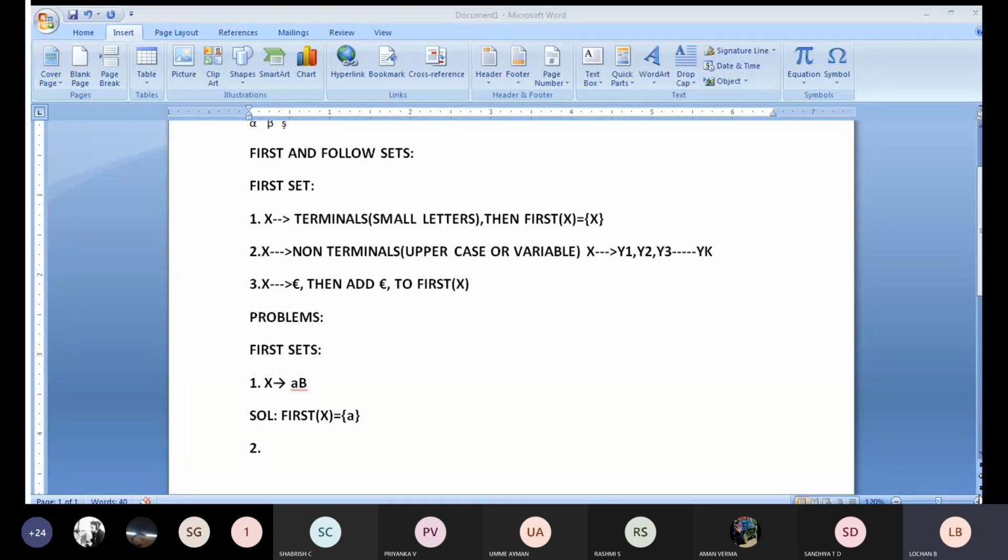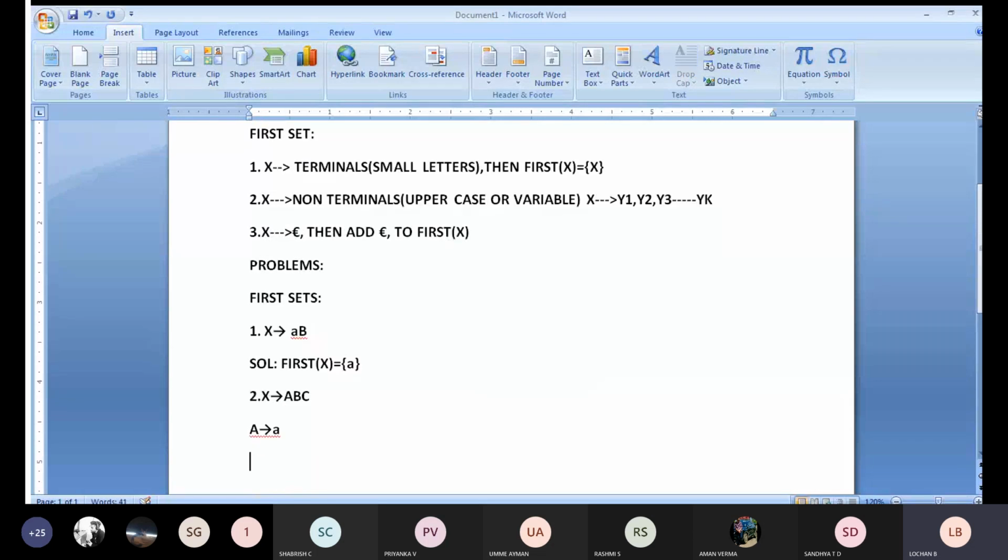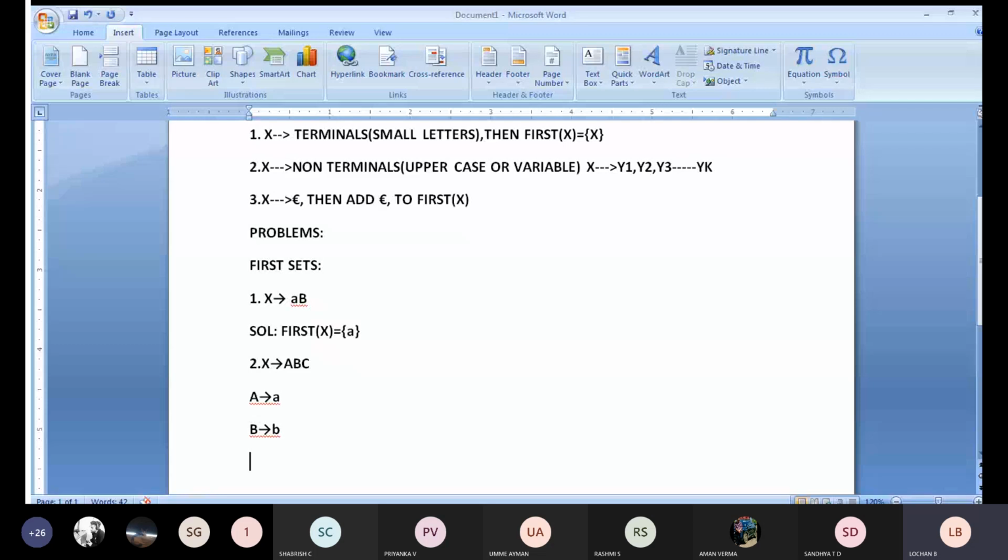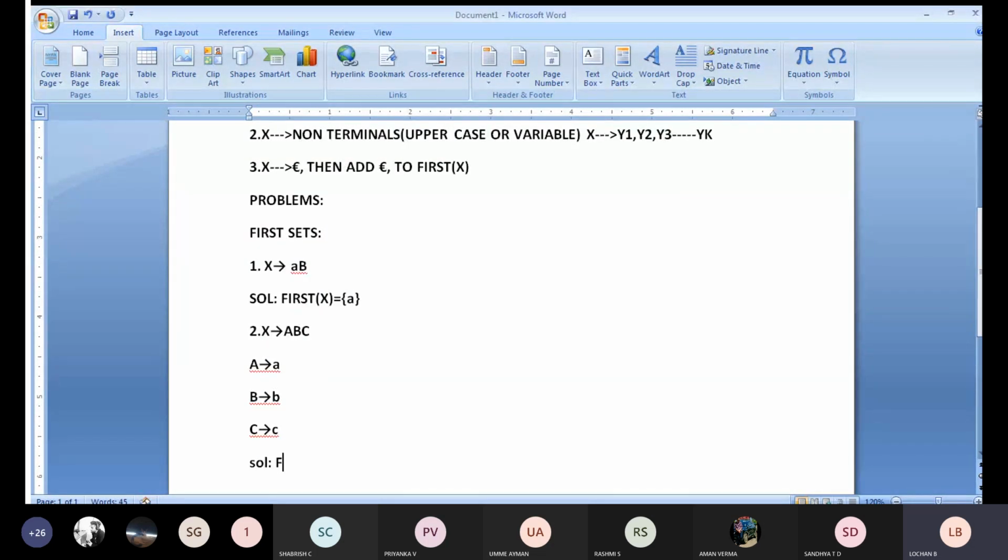X implies capital A, B, C. We continue the productions: A implies small a, B implies small b, capital C implies small c. So in this particular case, first of x, what are you going to get?